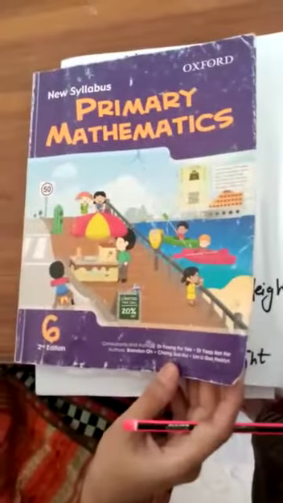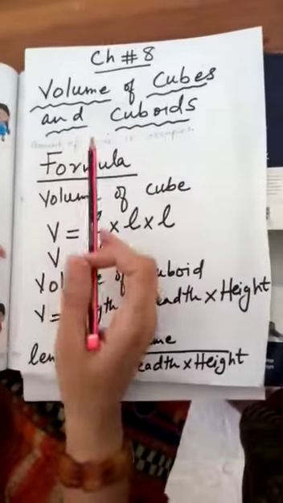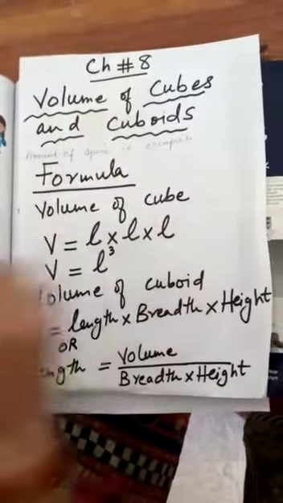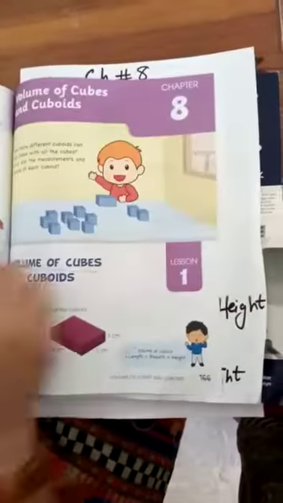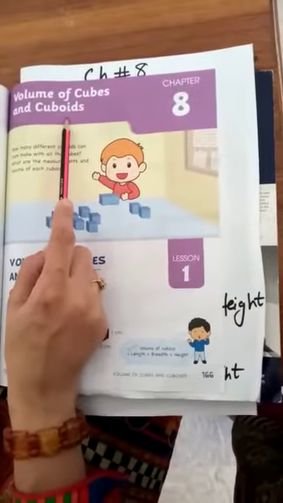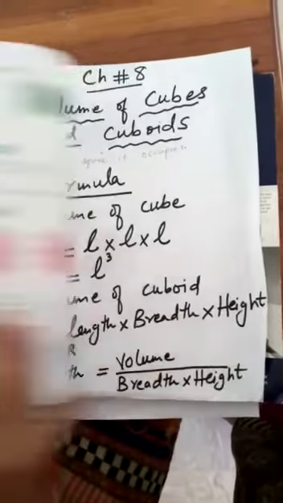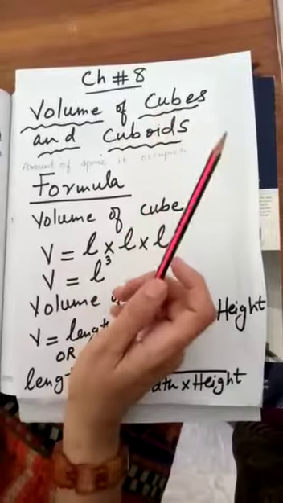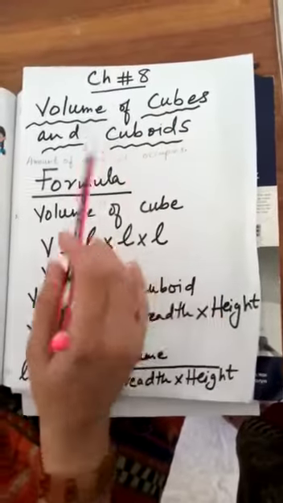Today I am going to start a topic from the maths class, chapter number 8. The new chapter is going to start, that is volume of cubes and cuboids. So, just telling you the definition of volume. Volume is actually the amount of space any object occupies.